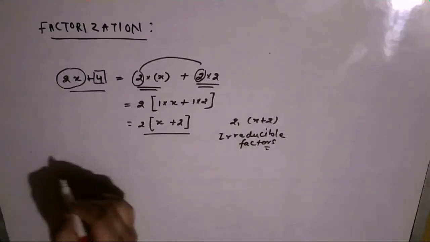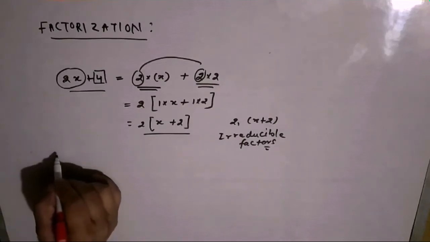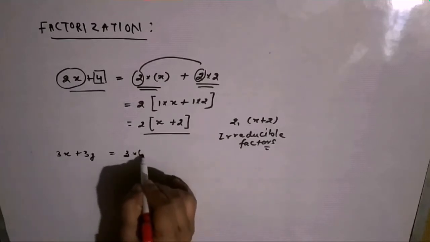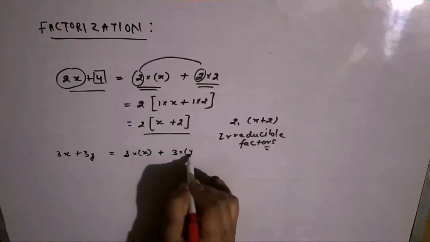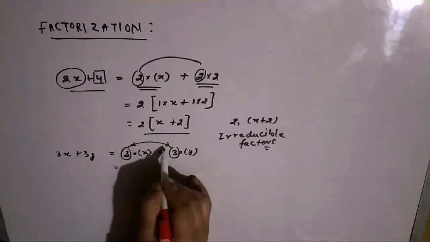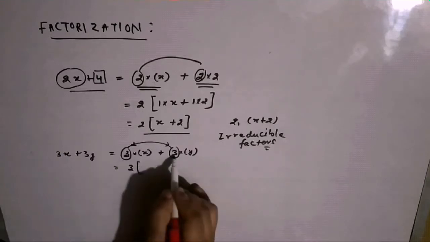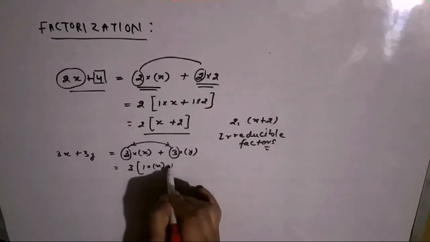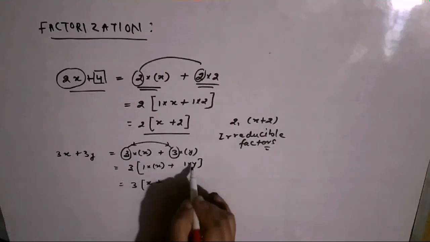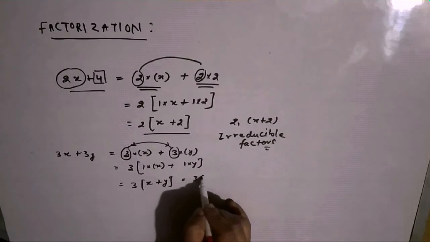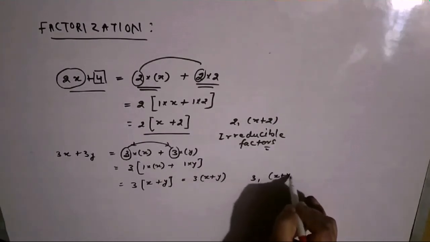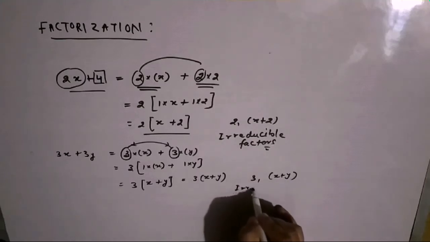Let us take another example like 3x plus 3y. That can be written as 3 into x plus 3 into y, and then you take common. Here in this case 3 can be taken common. If you take 3 common, in place of 3 there would be 1, so 1 into x and 1 into y. So that would be 3 times (x plus y), that is 3 into (x plus y). So here 3 and (x plus y) are the irreducible factors.